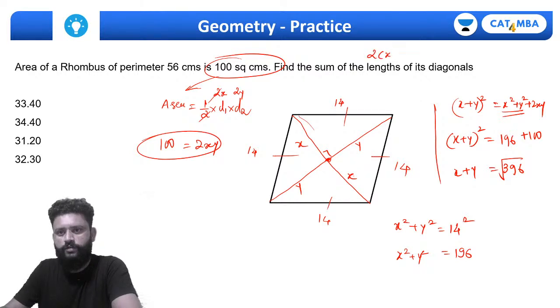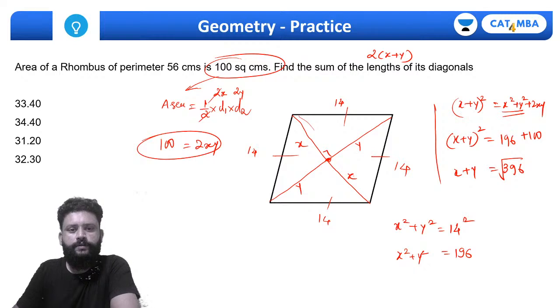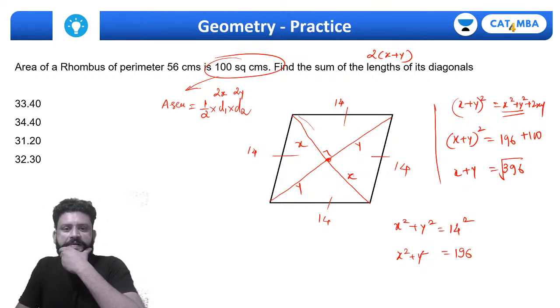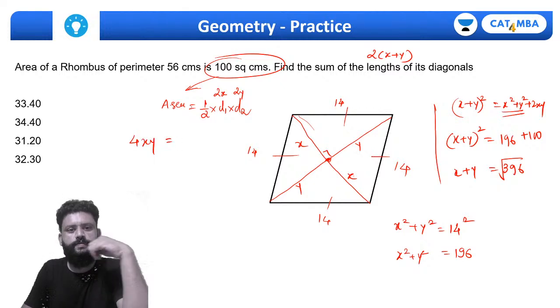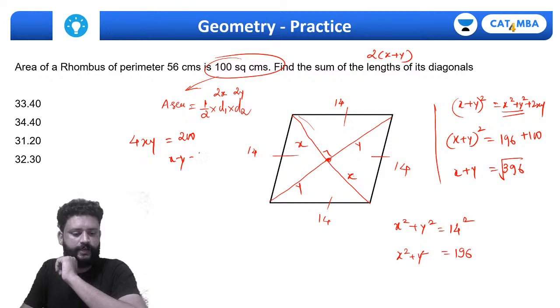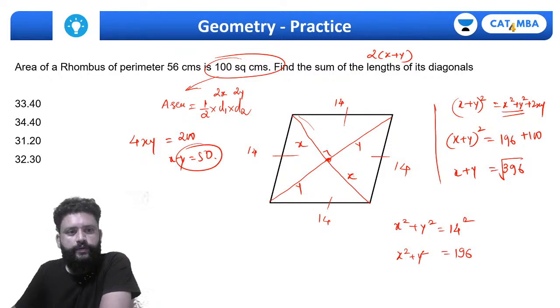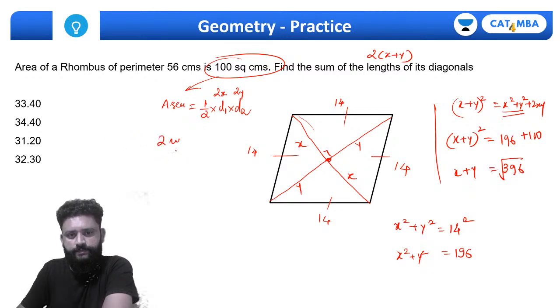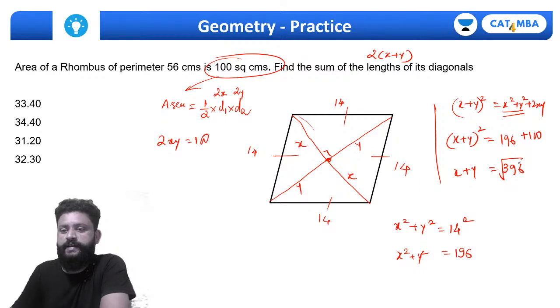Sum of the diagonals will be twice of x plus y, and we have the area as this. xy must be 50. Okay, so one mistake I did. Here it is right, so we have 2xy as 100. Sorry, 196 plus 100 is not 396, it's 296.